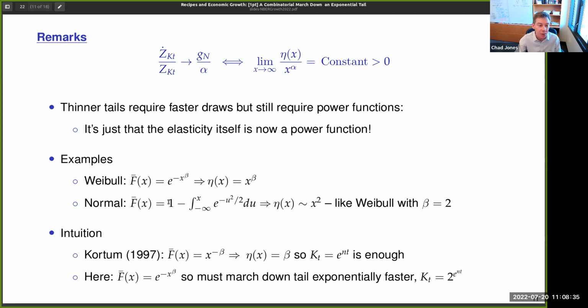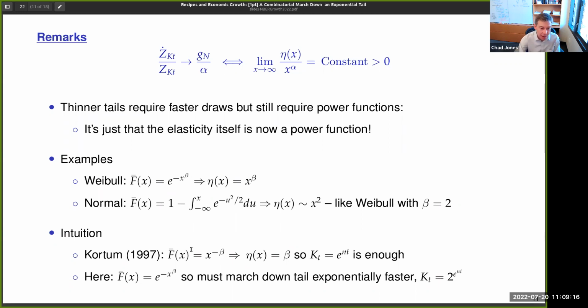Okay, so now, for example, you can see why the Weibull I said is the canonical example from the paper. F bar of x is e to the minus x to the beta. The elasticity of the tail CDF is just directly a power function, not asymptotically a power function. It's always a power function, x to the beta. Interestingly, think about the normal distribution. The normal distribution is the integral of e to the minus u squared. Well, that looks a lot like the e to the minus x to the beta with beta equals 2. That turns out to be true. The normal distribution has the elasticity of the tail CDF asymptotically equal to a power function, x squared. So it's just like the Weibull with beta equals 2 for this purpose.